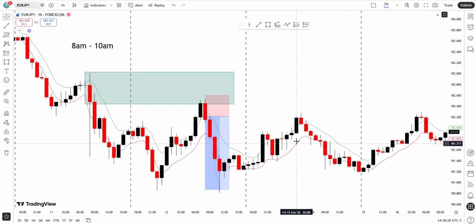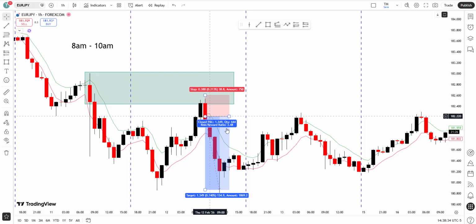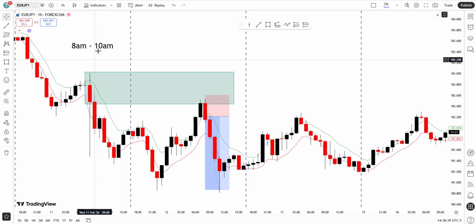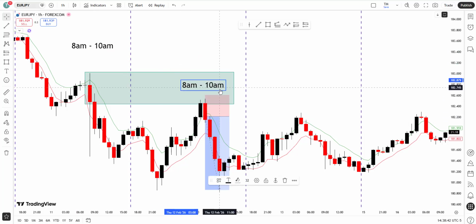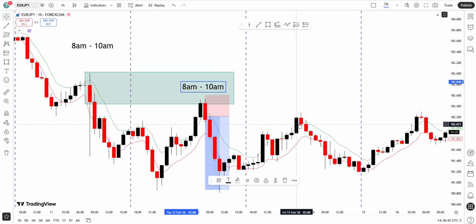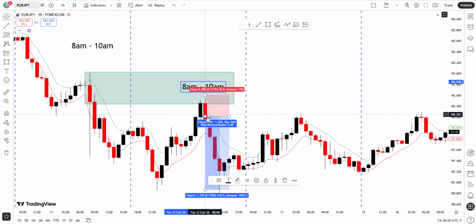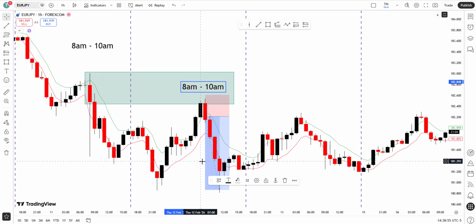Look at this one also. Price created this short-term swing high at this point, and it happens between 8 a.m. EST. So this is the EUR/USD or JPY. What happened? Price pulled back at this point, and when price pulled back, it was 7 a.m. EST, on February 12. So it pulled back at the 8 a.m. EST. Do you see how the uptrend matches what we are talking about?